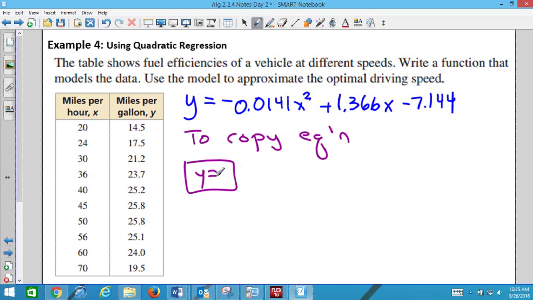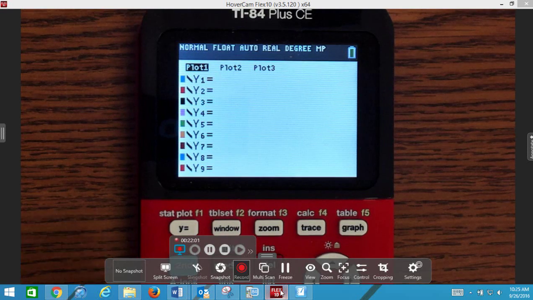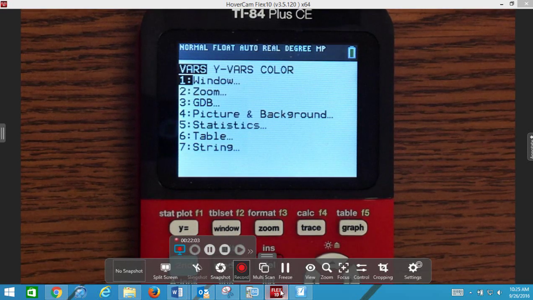So that's the first button we go to. We go to Y equals. Then from there, you're going to find the button that says bars, B-A-R-S. You're going to click bars. It is under the arrows, bars.